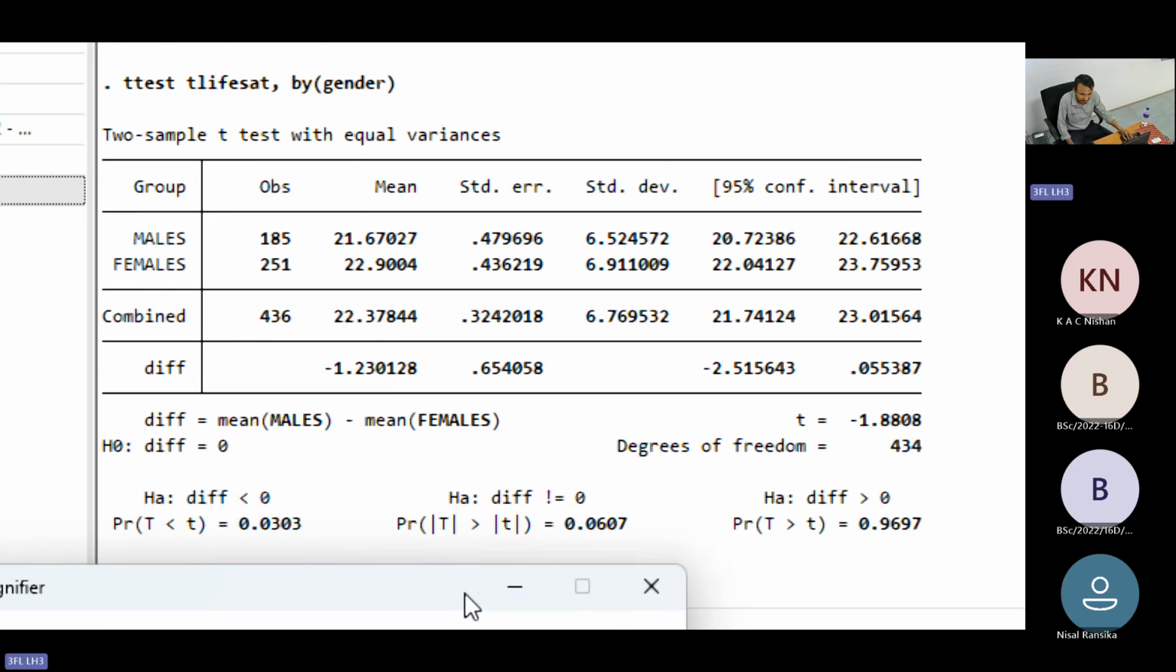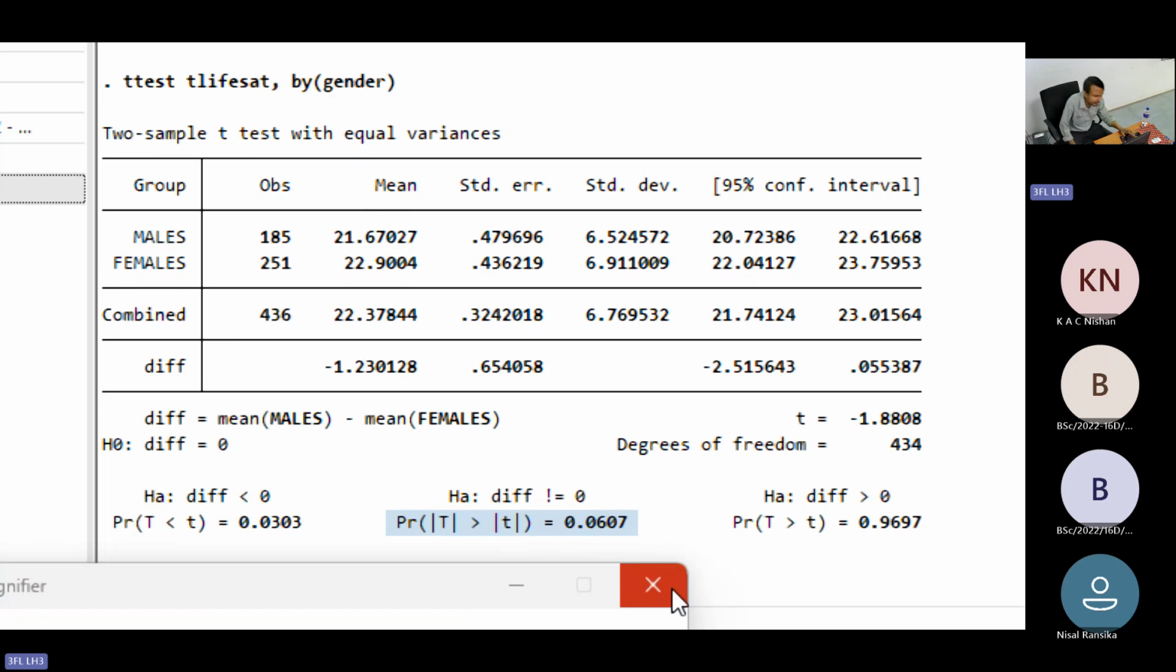You can see males, 85 males, the average life satisfaction is 21.6 on the Likert scale. Females 22.90. So you can see slightly females are higher in satisfaction. But is this significant? What is your p value? 0.06. Step number 3.